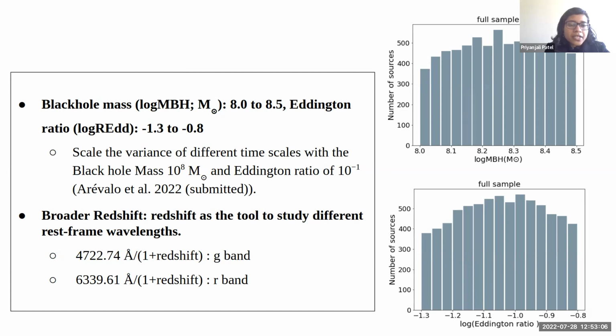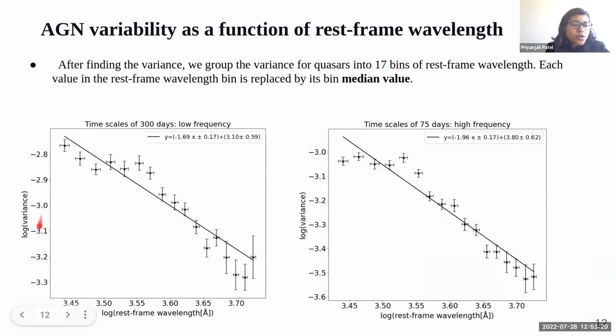So after making the sample homogeneous, our study aims to find the correlation between the variability as a function of rest frame wavelength. And for this, we use the redshift as a tool to study the different rest frame wavelengths, where we obtain the rest frame wavelength by dividing the bandpass filter by 1 plus redshift. So on the left, this is the plot of the variance versus rest frame wavelength for the time scale of 300 days. And here we group the variance for the quasars into 17 bands of rest frame wavelength, where each value represents the median value.